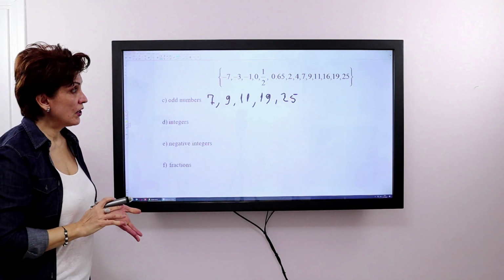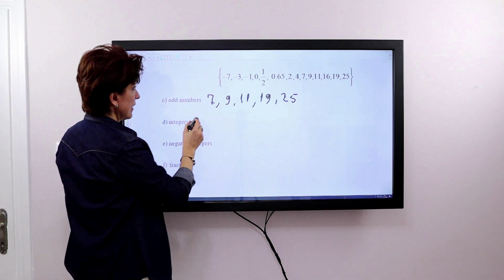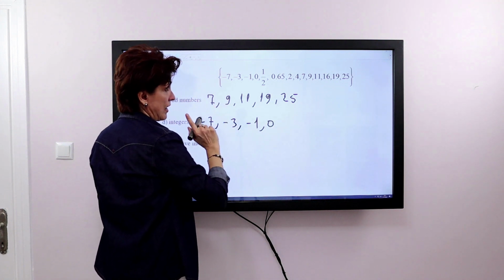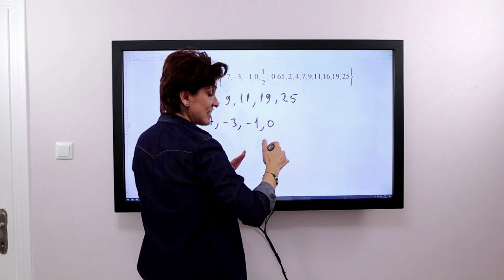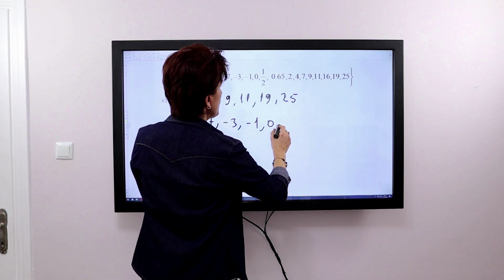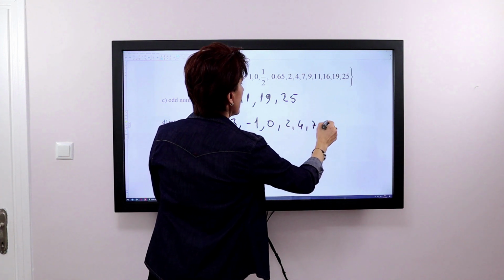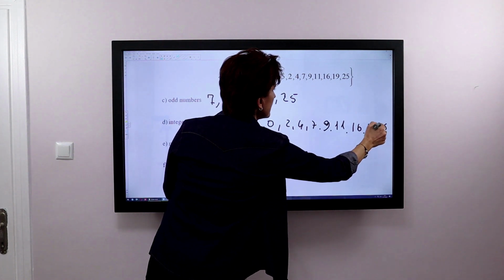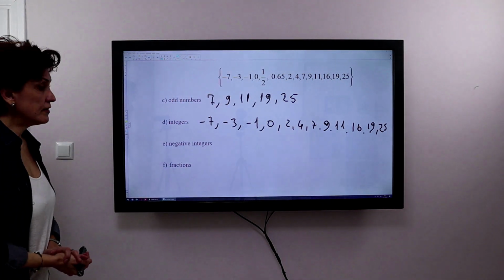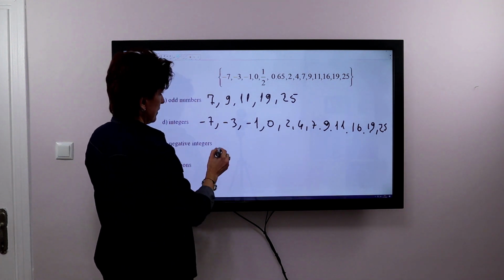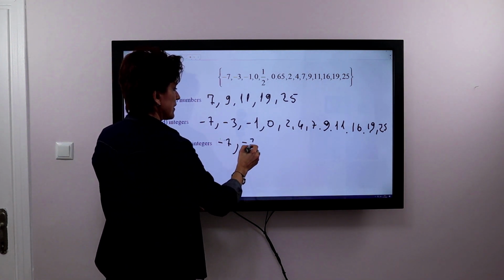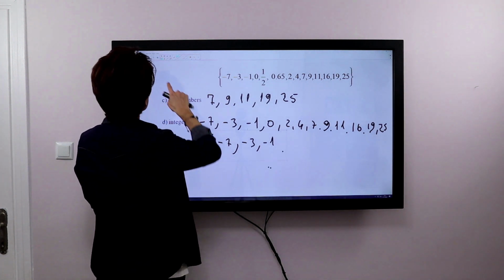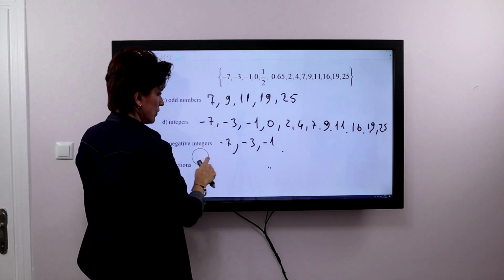Integers, we are going to have positive and negative. Negative 7, negative 3, negative 1. 0 is also an integer, but 0 doesn't have a sign. 2, 4, 7, 9, 11, 16, 19. Last one is 25. Got it? What are the negative integers? Negative 7, negative 3, negative 1. Got it? Okay, why they are doing this, I don't know. I hope I can solve this problem.